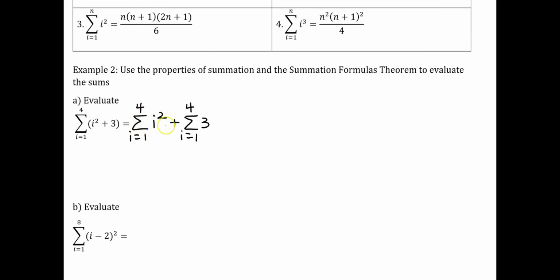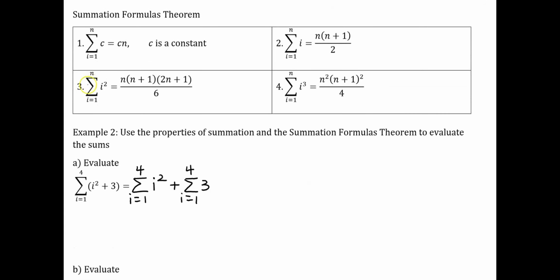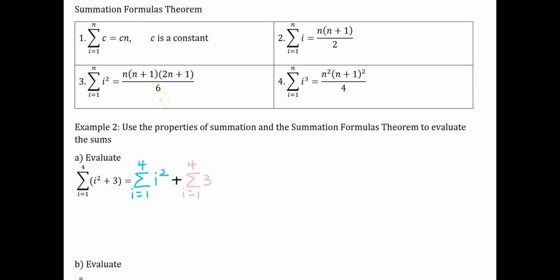So now, to evaluate this first sum, where we have i squared on the inside, we're going to be using the third summation formula theorem, because the third theorem tells us what to do when we have i squared on the inside. So we are going to plug into this formula, keeping in mind that our n is equal to 4. Applying that formula, we would have 4, that's our n, times 4 plus 1. And then our third factor in the numerator would be 2 times 4 plus 1. And then we are dividing by 6.